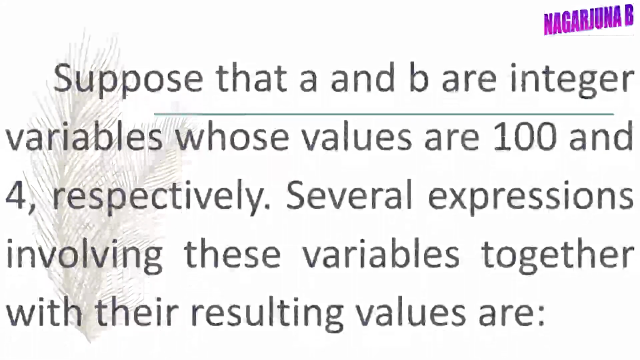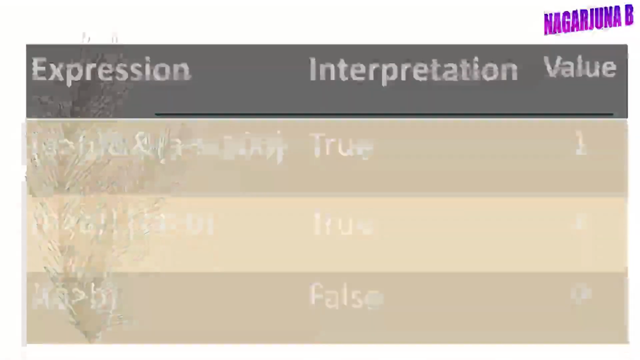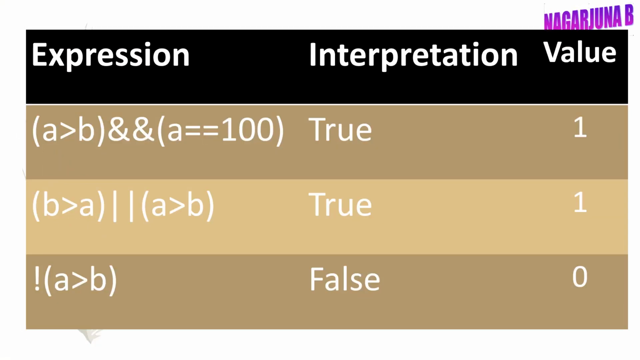Suppose that A and B are integer variables whose values are 100 and 4 respectively. Several expressions involving these variables, together with the resulting values, are as follows. Let us consider the first expression, A greater than B and A equal to 100. Here the value of A is 100 and B is 4. So 100 is greater than 4, the condition becomes true, and A equal to 100, this condition also becomes true. Since both the conditions are true, the interpretation of this expression is true. Therefore the value it will be returning is 1.